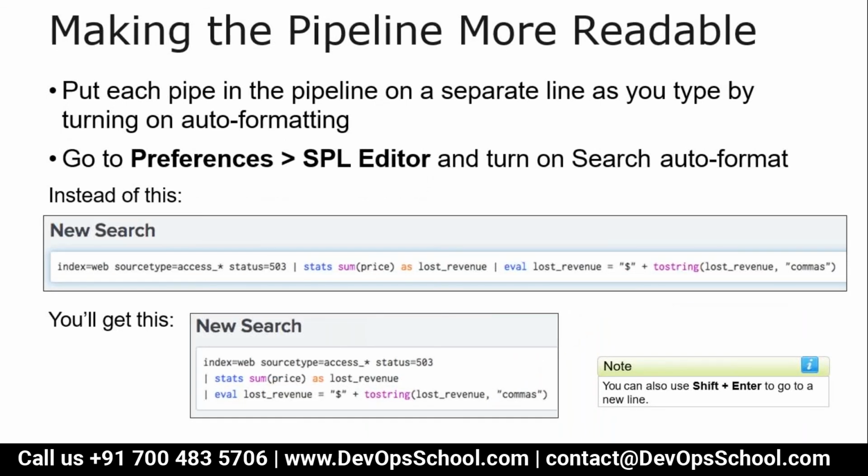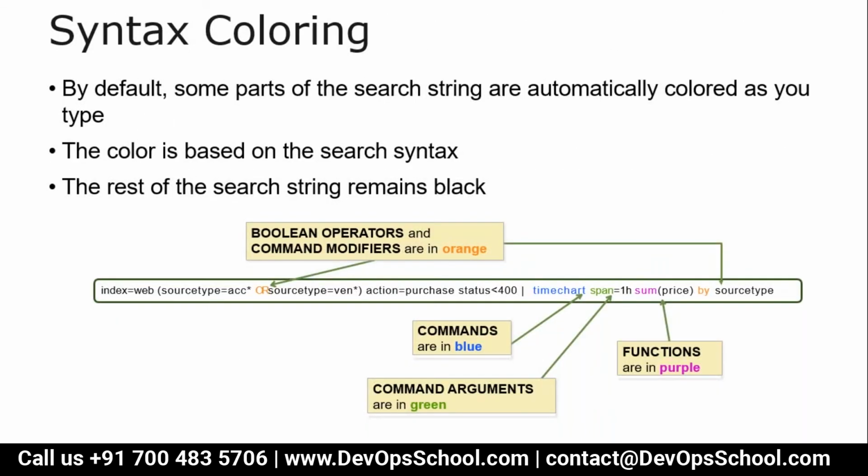Now look at this here, and this is something which is called Boolean operators. Here we are using some Boolean operators, or and or.